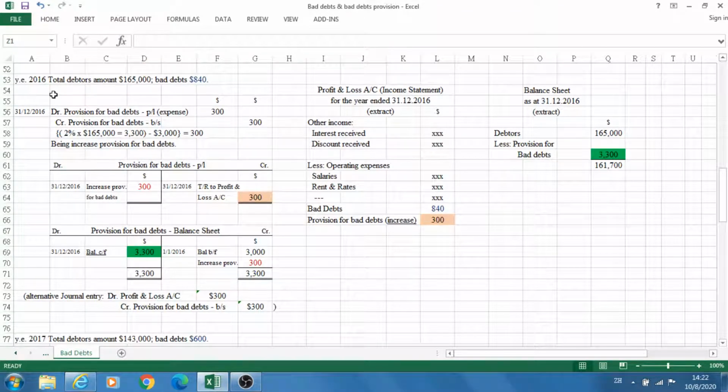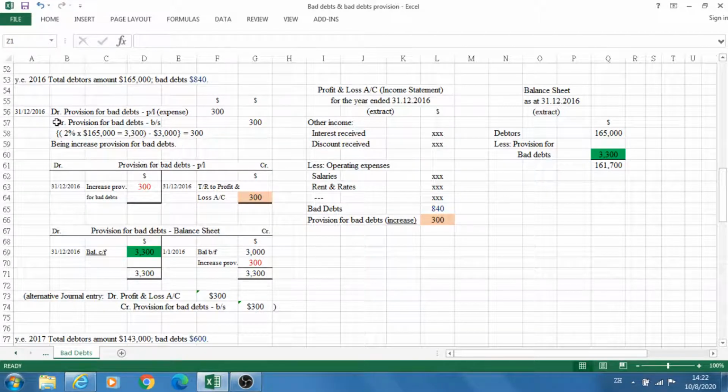At end of 2016, total debtors amount 165,000. Bad debts 840. The calculation of provision for bad debts is 2% times 165,000 equal to 3,300. The provision for bad debts balance sheet account balance brought forward is 3,000. So, increased provision for bad debts 300 is required to comply with the accounting policy.